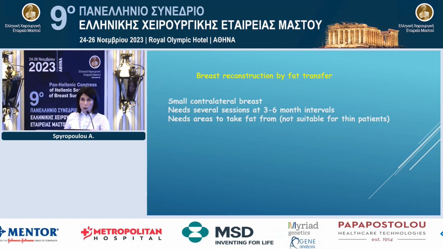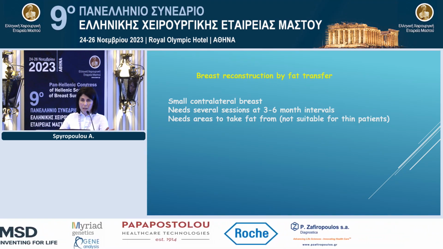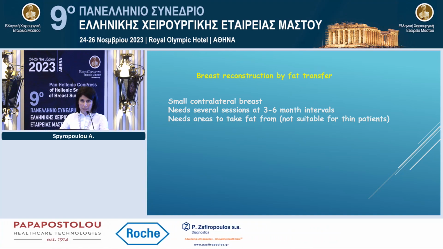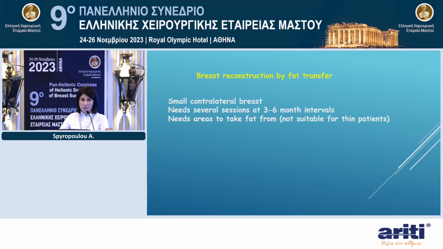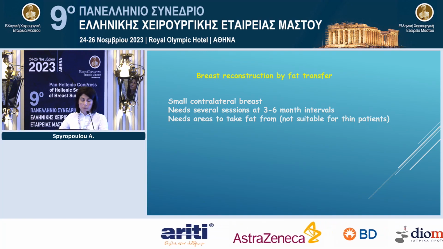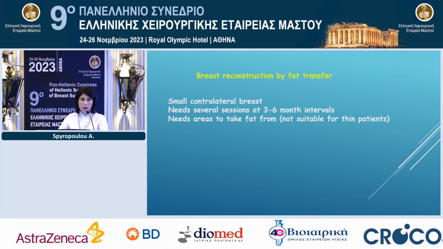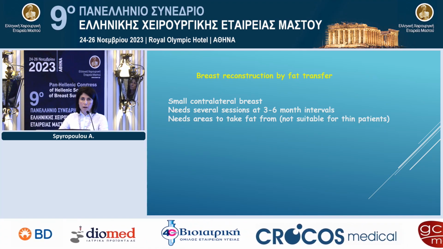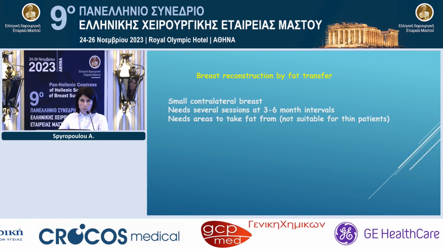So we can do a total breast reconstruction in case we have a small contralateral breast and big hips. This is the ideal candidate because we will improve the contour of the body and we will create a small breast. However, we still need 3 to 4 sessions. It needs several sessions at 3 to 6 months intervals, and the patient needs to have enough areas to take fat from, so it's not suitable for a thin patient.